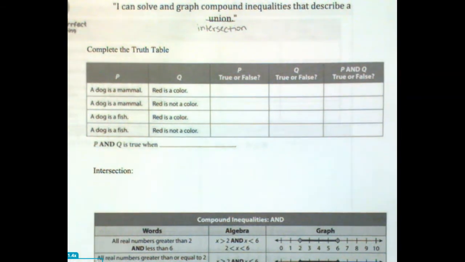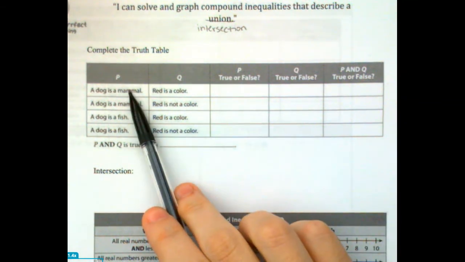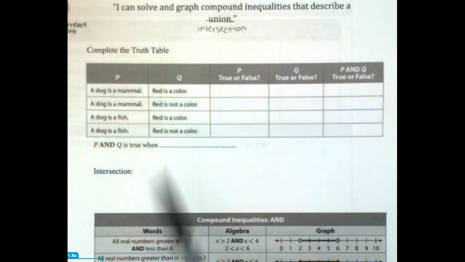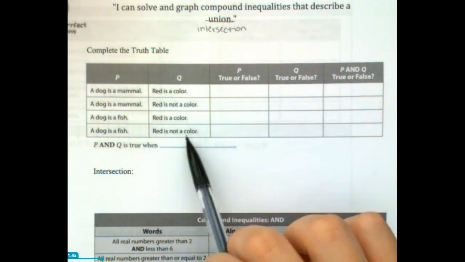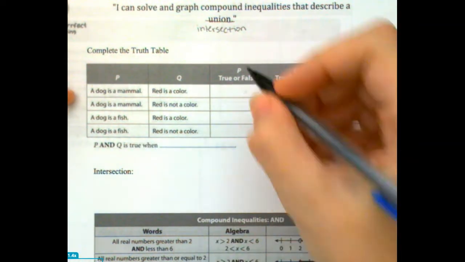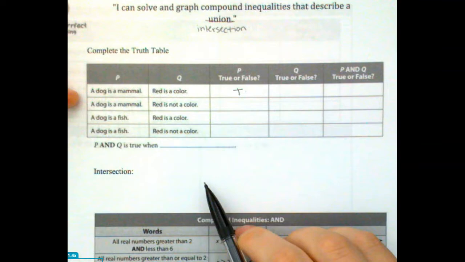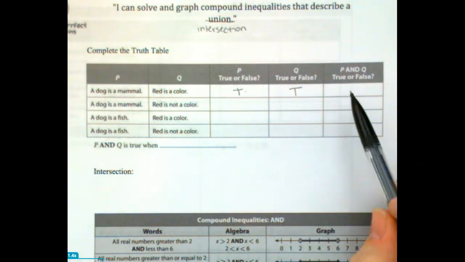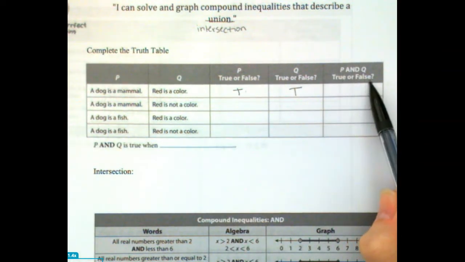Truth tables kind of help us see how two sets can go together. So let's take a look at our statements here. A dog is a mammal and red is a color. This is our P data and our Q data. So is P true or false? It's true. A dog is a mammal. Is red a color? True. So in order for P and Q to be true, they both have to be true.